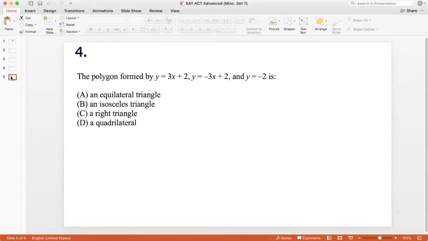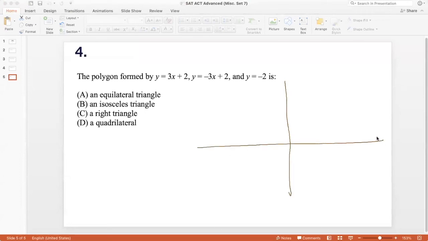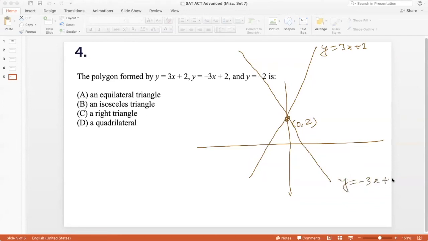Okay. Question 4. The polygon formed by y equals 3x plus 2, y equals minus 3x plus 2, and y equals negative 2 is what kind of figure? So y equals 3x plus 2 will pass through (0, 2). It will be the y-intercept, and the slope will be positive 3. So let's say this is y equals 3x plus 2. And y equals minus 3x plus 2 will also pass through (0, 2), right? So this is also passing through, and here the slope will be negative 3, right?